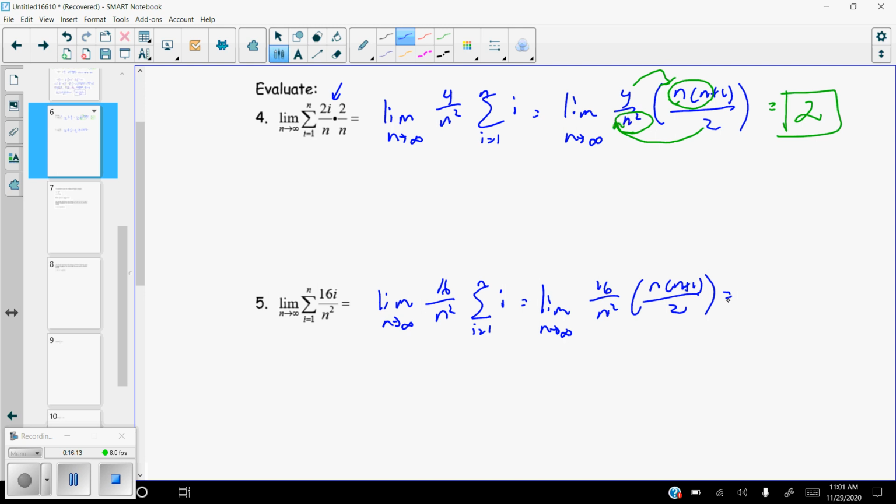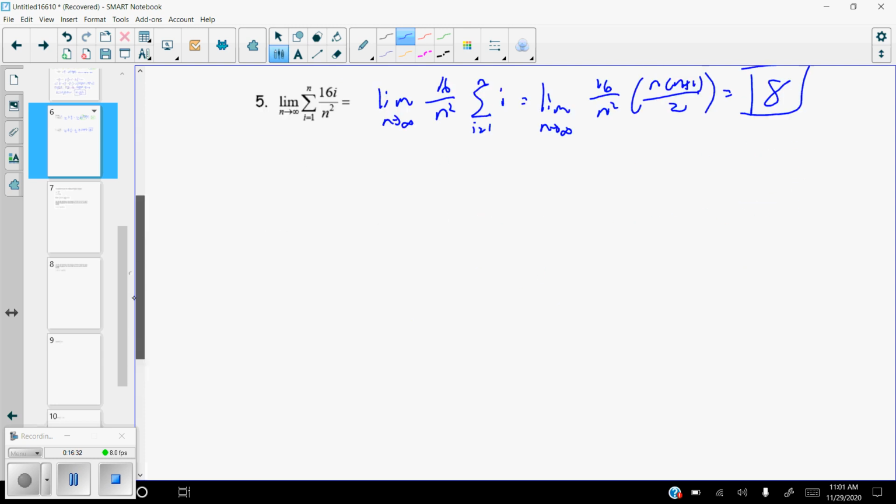Now again, on the top, we're going to have an n squared as my highest, so the coefficient there is 16. n squared is the highest in the bottom, so the coefficient is 2. 16 over 2 is 8. And that's your limit. All right. I believe that's all for those.